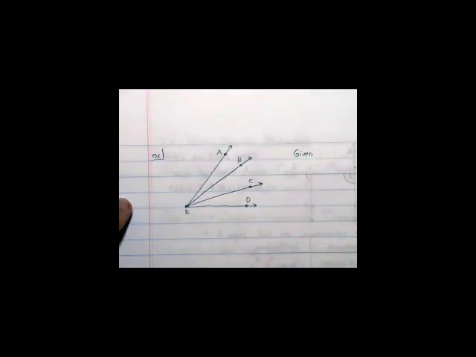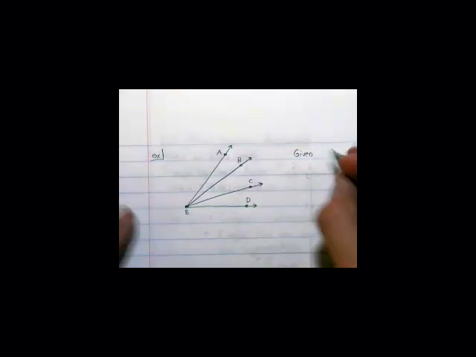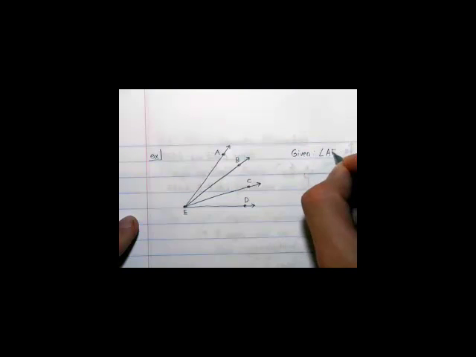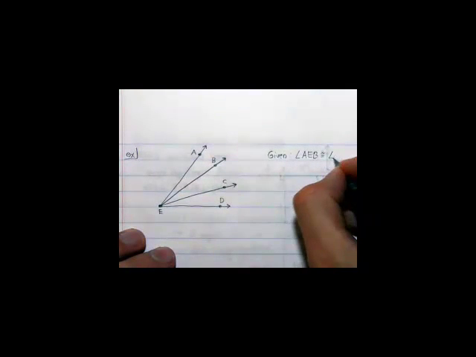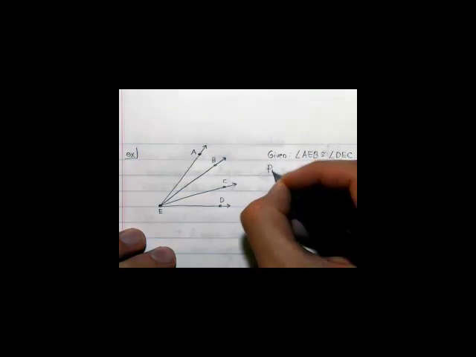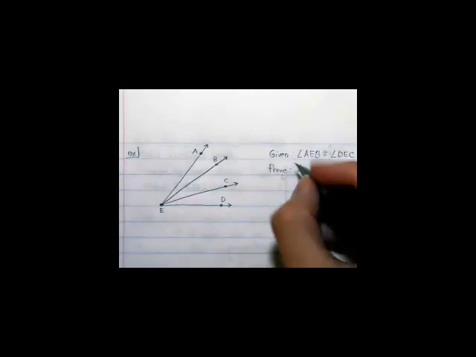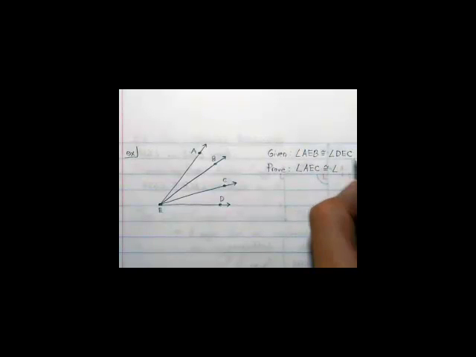All right, so there's our picture. All right, so our given is that AEB, this is the bottom there. So AEB is going to be congruent to DEC. And we want to prove that angle AEC is congruent to BED.